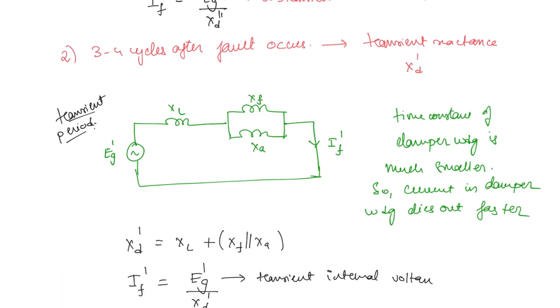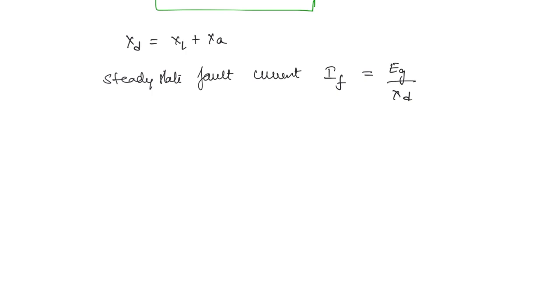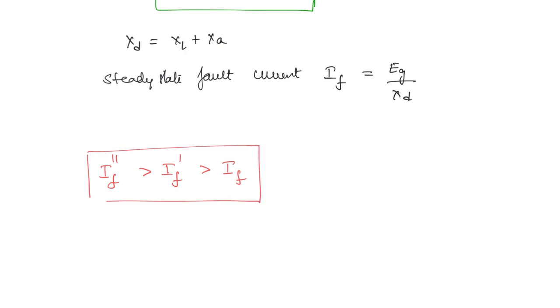Okay, so in this manner we will get a relation of which current is the highest: the subtransient fault current is going to be higher than the transient fault current, which is going to be greater than the steady state fault current. This is one important observation, and this is because the subtransient reactance is less than the transient reactance, which is less than the synchronous reactance. So this is the short circuit of a synchronous generator under no load condition. Next we will see the case of short circuit of a loaded synchronous generator.